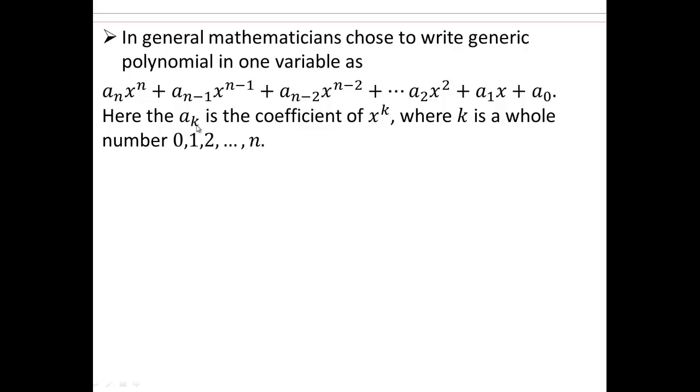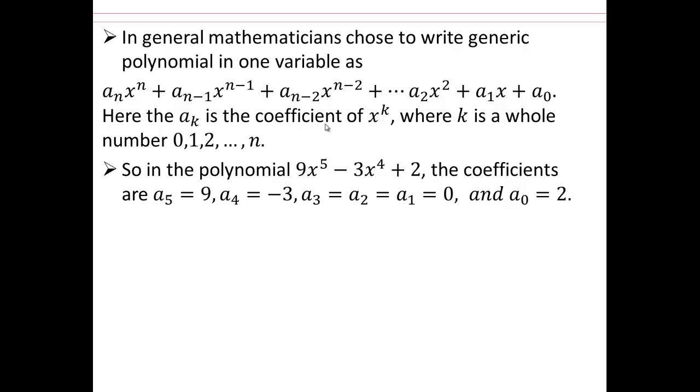A sub k is referred to as the coefficient of x to the k. Remember, coefficient just means that it's a number like 4 or 4.5 or square root of 2. It's a real number. So for example, if we have 9x to the 5th minus 3x to the 4th plus 2 in this format, all that means is that a sub 5, which is the coefficient of degree 5, is 9. Coefficient of degree 4 is negative 3. And then the coefficients of third degree, second degree, first degree are all 0, so that's why they're missing. And then the constant term a sub 0 is 2, which is the last term with no x in it. That's referred to as a constant term.